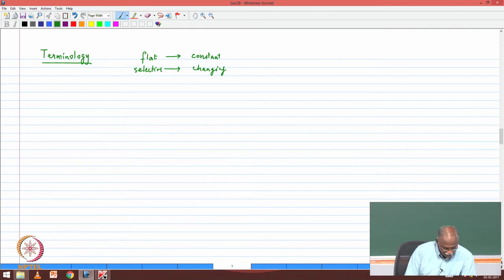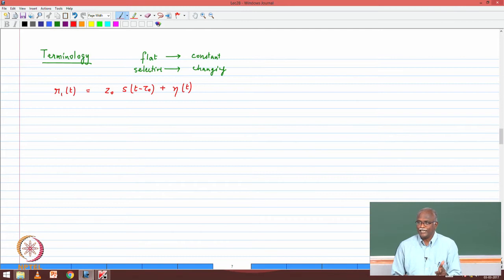Using this information, let us write down very quickly the common notations that we will use. r1 of t is z naught s of t minus tau naught plus eta of t. So, characterize this channel for me in time and frequency. z naught is a constant, so it is time flat. What about frequency?